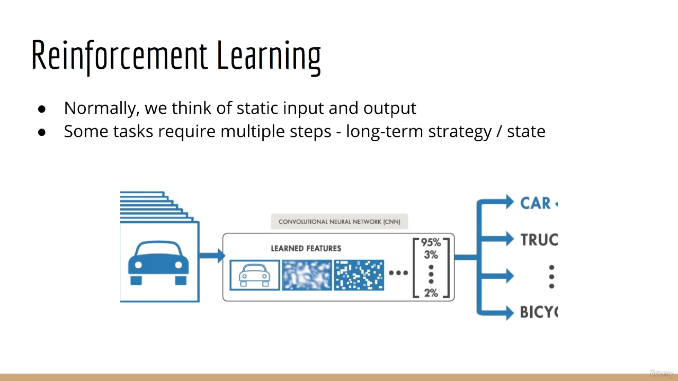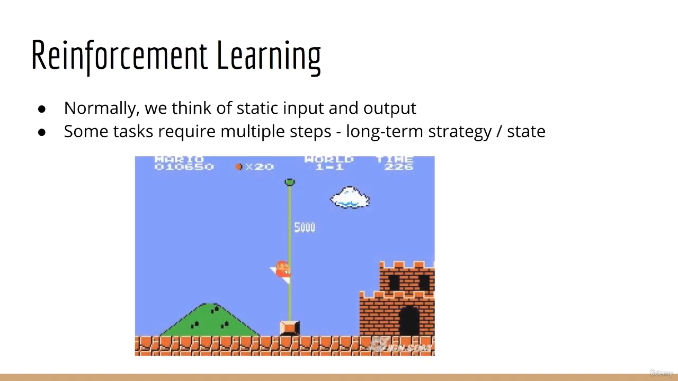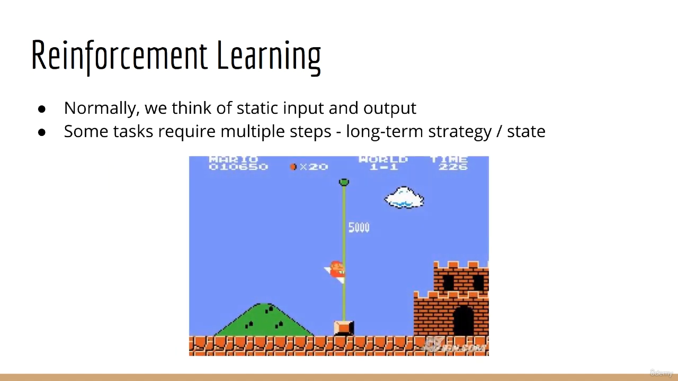But some tasks require multiple steps, which requires having some long-term strategy and keeping track of state. For example, if you're playing a game like Super Mario, you can't just look at a still image of the game and decide what to do. Instead, you need to have a long-term strategy. You have to know that you should walk forward to reach the flag for that level. You have to know that if an enemy is walking towards you, you have to avoid it or attack it. And also, you have to have proper timing in doing so. This is what reinforcement learning is all about.